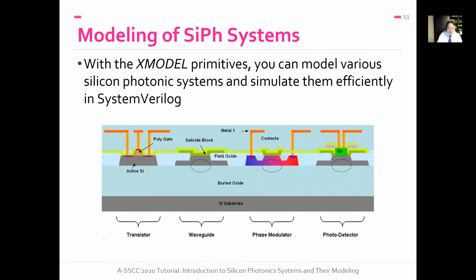Okay, so now that we have looked at some of the basic elements that make a silicon photonic system, let's see some simple examples of how to model some typical silicon photonic systems, namely silicon photonic transceivers.